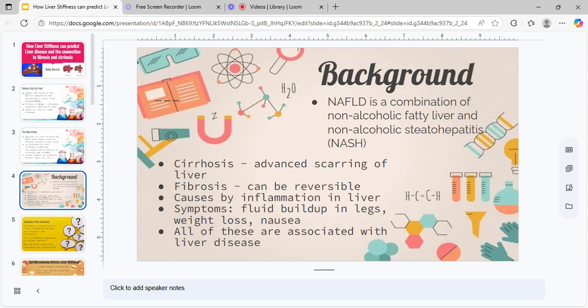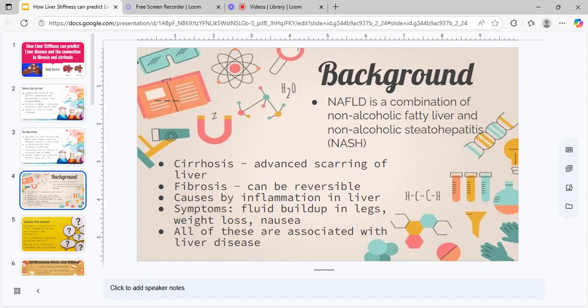Now for fibrosis, this is almost a stepping stone to cirrhosis. It's not as severe because it can be reversible if you treat it. The cause of fibrosis is inflammation in the liver. It's not quite the advanced scarring of cirrhosis, but it is still a worry for liver disease, liver stiffness, etc.